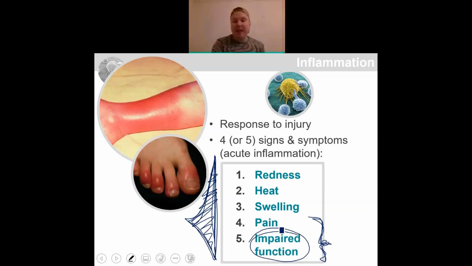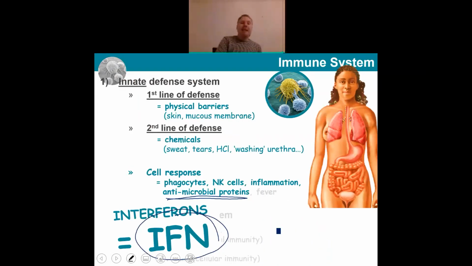And the final sign that sometimes gets listed is that this part does not work as well as it would normally without inflammation. If we have one hand that's inflamed and another one that isn't, this hand is going to be harder to use. It doesn't work as well. Again, this prevents us from using it and allows this site to rest and recover. So these are the 5 signs and symptoms of inflammation, and I would know them for an exam.